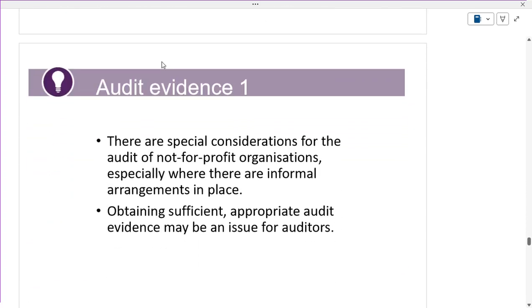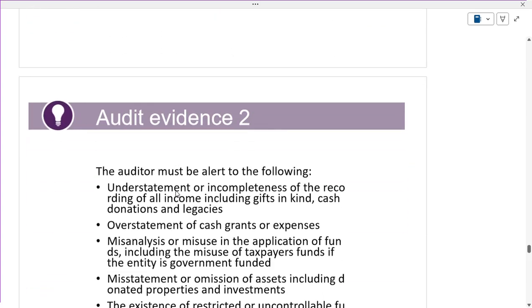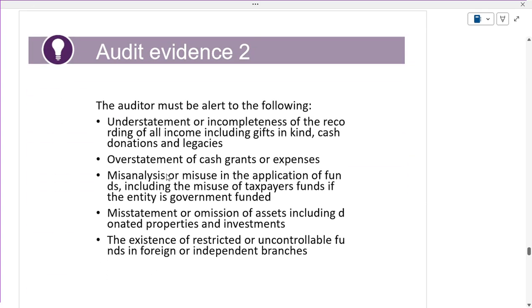There are special considerations for not-for-profit organizations, where informal arrangements are in place. Where you don't have formal arrangements, obtaining sufficient evidence may be an issue for auditors. Where you don't have any controls, it is a challenge for the external auditor to get the information. The auditor must be alert in the following areas.